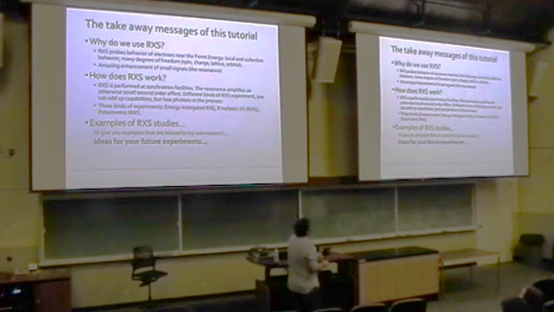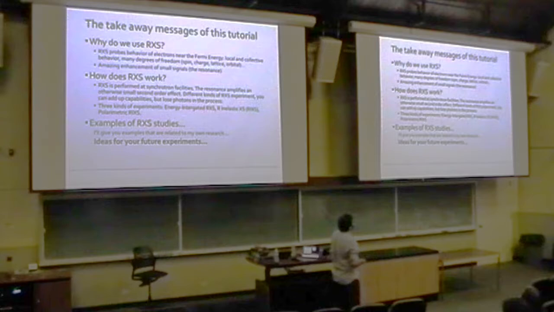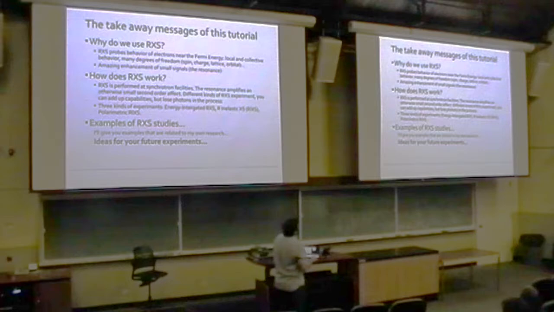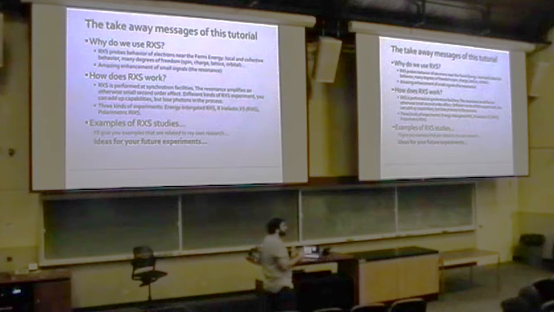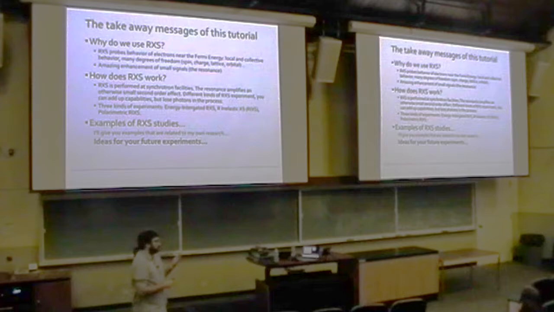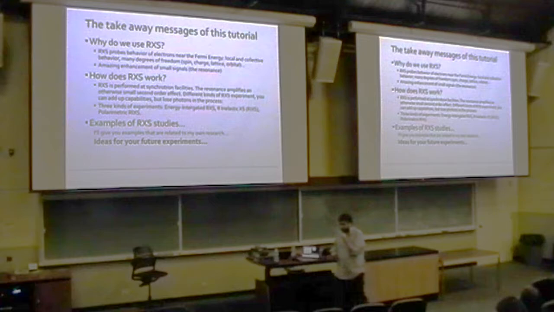So, by tomorrow, if you don't remember anything, hopefully you still remember some key facts. One, I think probably the most important one, is that resonant X-ray scattering probes the behavior of the electrons. It probes local and collective behavior and many degrees of freedom, as we've seen. And this is all possible because of this resonant condition, which enhances an otherwise small second-order term of perturbation of the scattering cross section. Okay, so the resonance is the key thing.